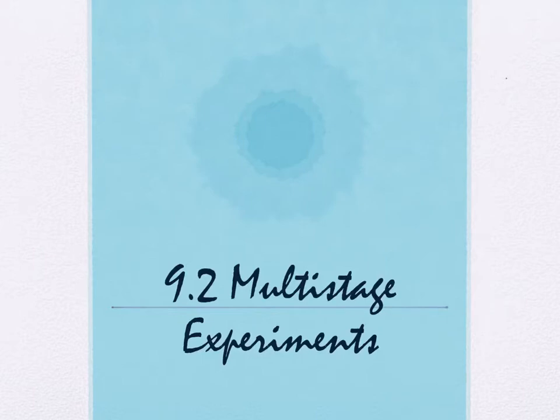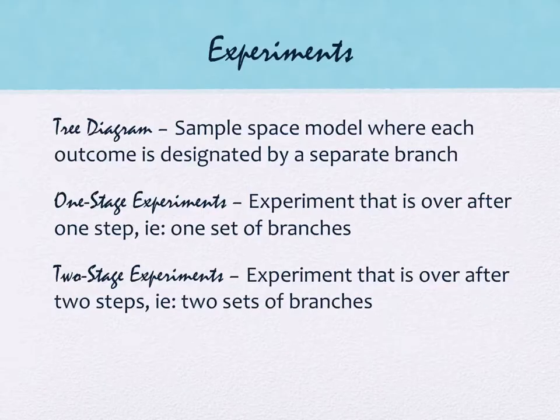We talked in general about Bernoulli's law of large numbers as well, which is a repeated process kind of thing. But we still didn't look at what happens when we do something a specific number of times beyond one. So that's what we're going to look at today. In particular, we are going to be working with tree diagrams. Tree diagrams are a sample space model where each outcome is designated by a separate branch.